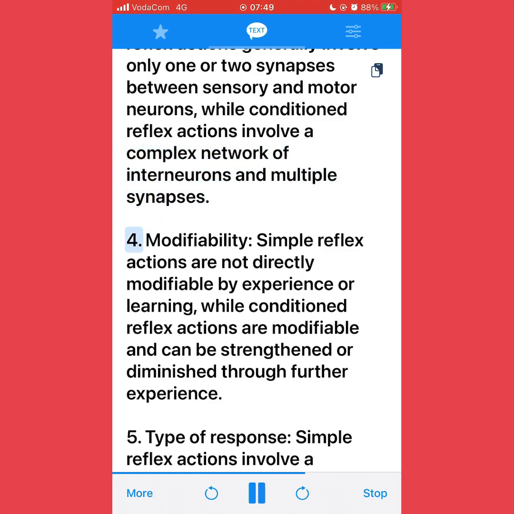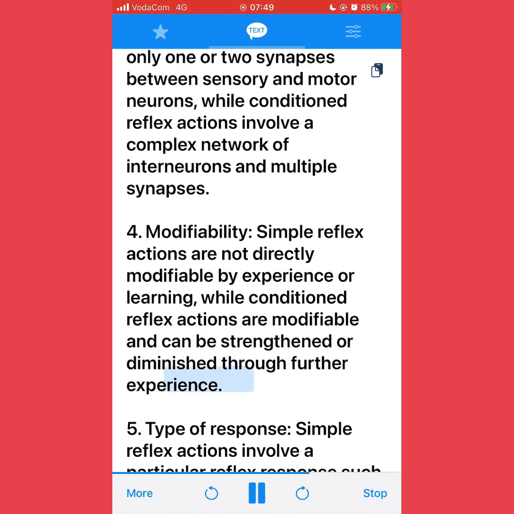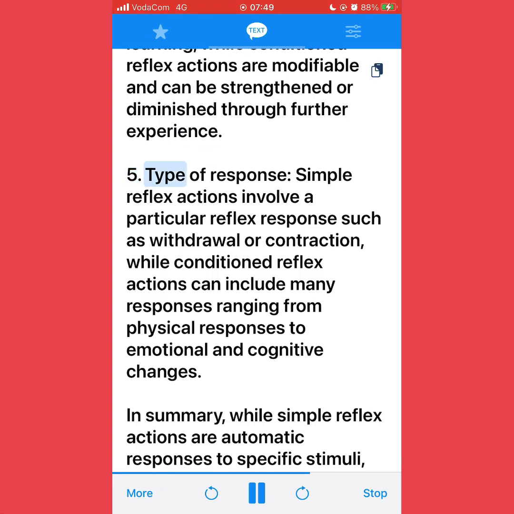4. Modifiability. Simple reflex actions are not directly modifiable by experience or learning, while conditioned reflex actions are modifiable and can be strengthened or diminished through further experience. 5. Type of response. Simple reflex actions involve a particular reflex response such as withdrawal or contraction, while conditioned reflex actions can include many responses ranging from physical responses to emotional and cognitive changes.